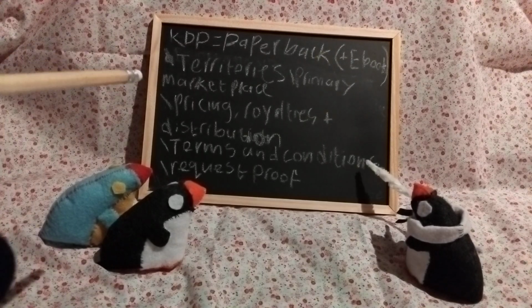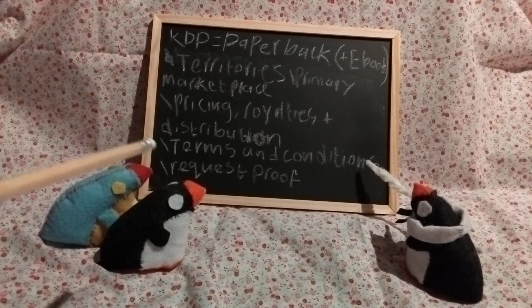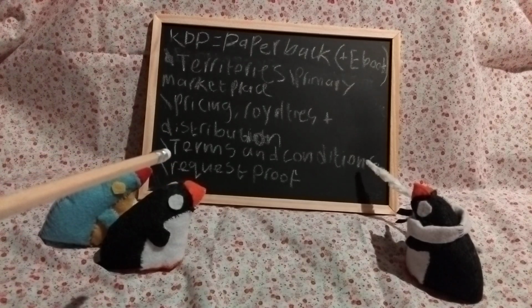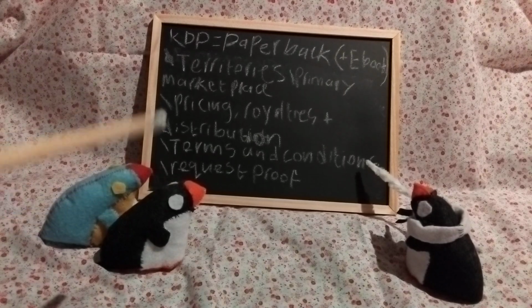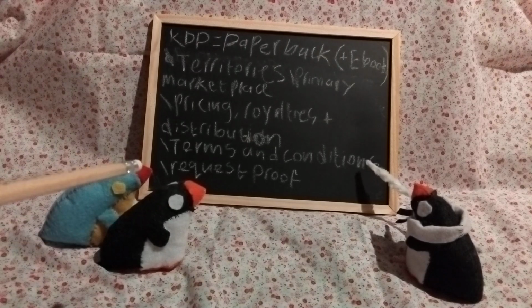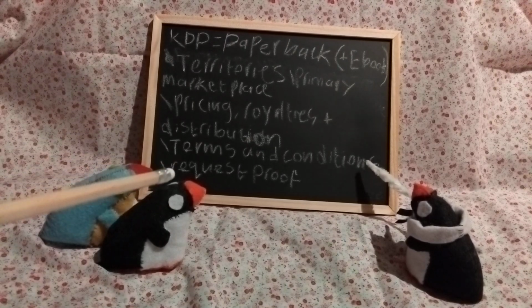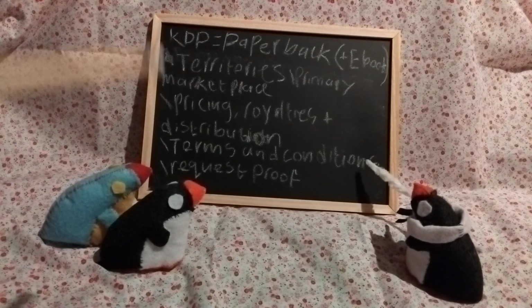And then after that, there's a terms and conditions, sort of legalese type thing that you have to sign so that they know that you understand what you're doing and all that stuff. And then you are able to request a proof, which is essentially request a physical version of your book before it becomes available or after it becomes available, just so you can get an idea of what it's like and how it's going to look and how the pages will be and stuff like that.